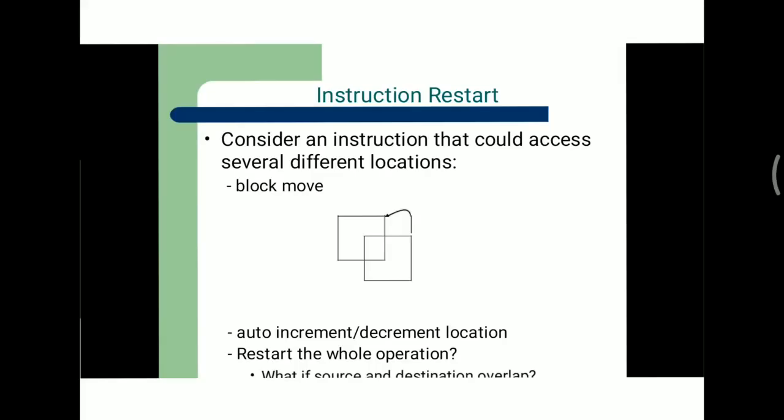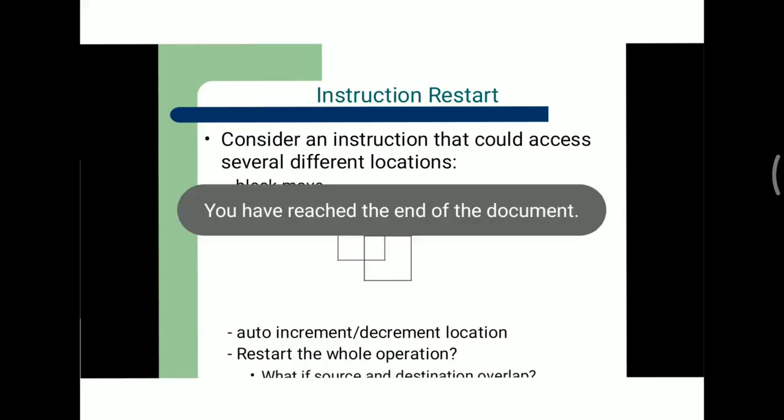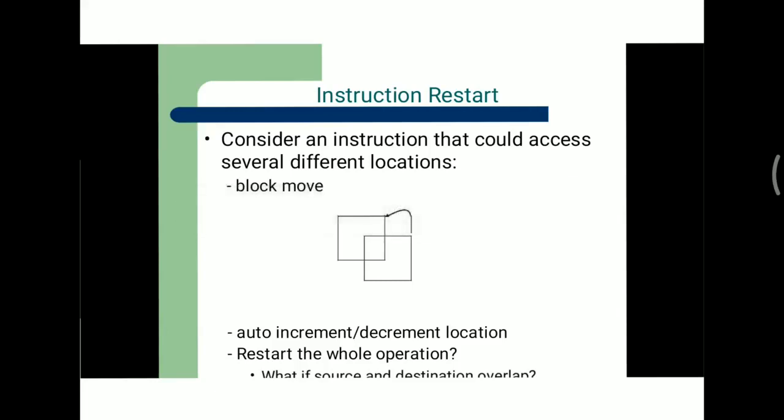And instruction restart. An instruction could access several locations, and it can be used to access several locations in the data. With auto increment and decrement properties, it can block the move, or it can restart the whole operation. The main use of instruction restart is to restart the whole operation.